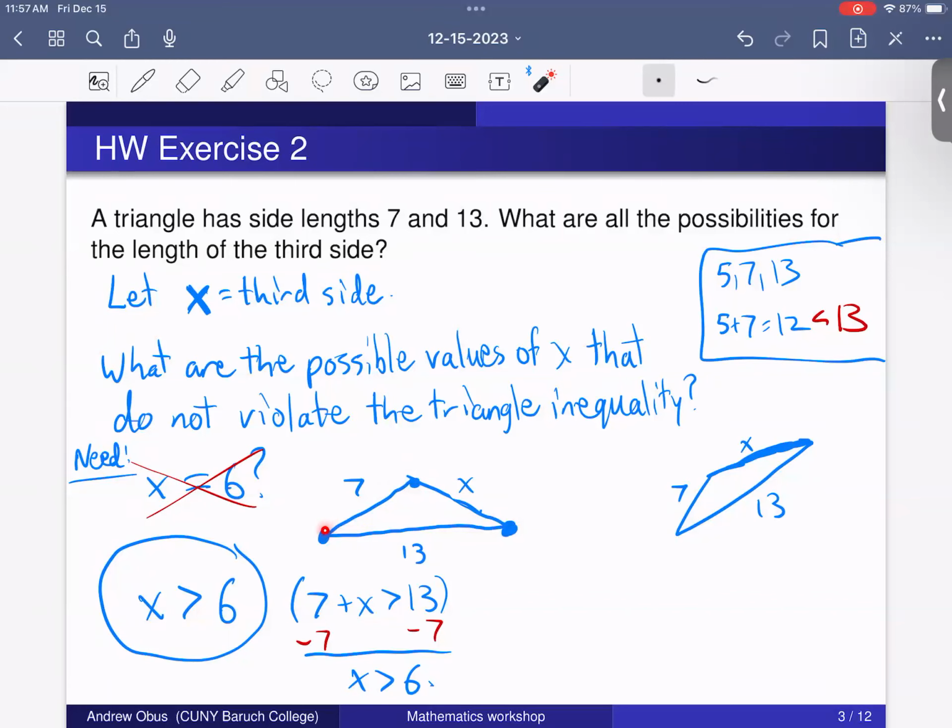So that's not going to cause any problems. What we saw here is also that 13 is the shortest distance between these 2 points because it's a straight line. And that means that 7 plus x has to be greater than 13.